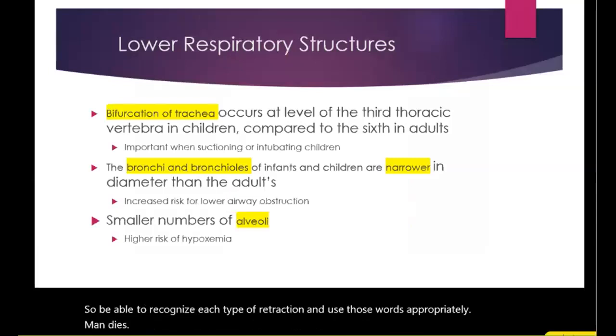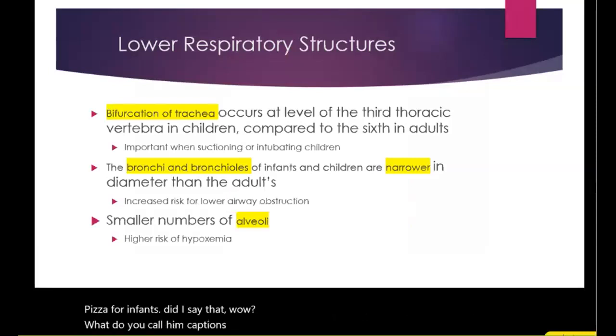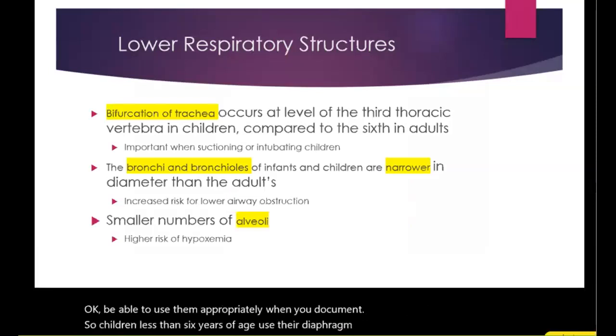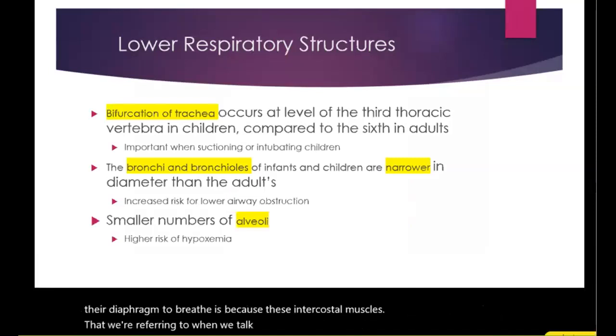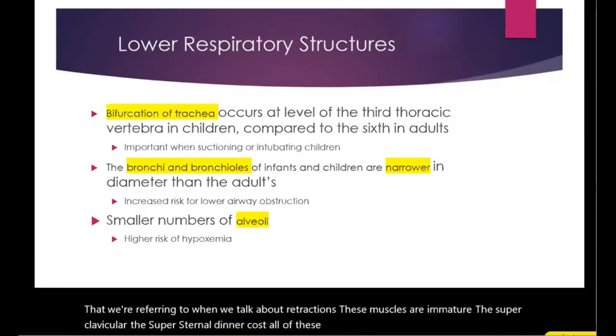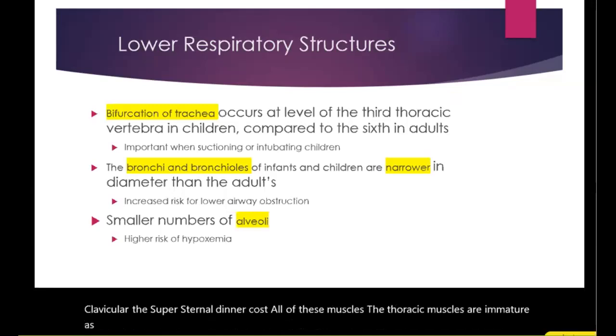Look at page 1029, which has a picture that shows you the level of bifurcation. Bifurcation is where the trachea splits and becomes the right and left bronchus. Bifurcation of the trachea occurs at the level of the third thoracic vertebra in children compared with T6 in adults. That goes back to when we talked about the length of the trachea being important when it comes to suctioning.